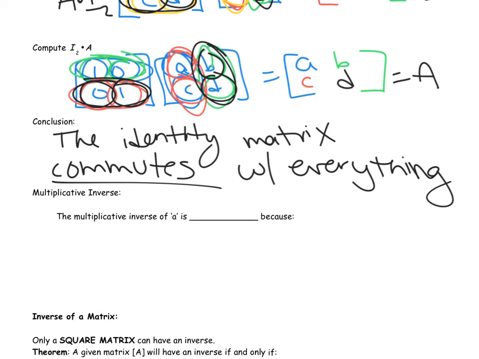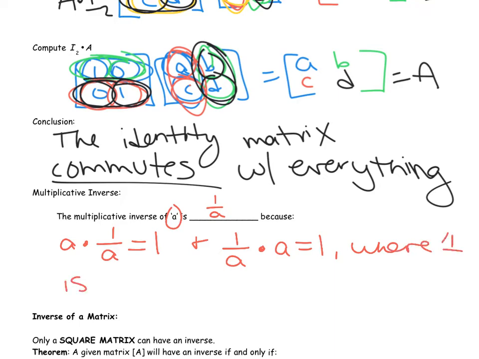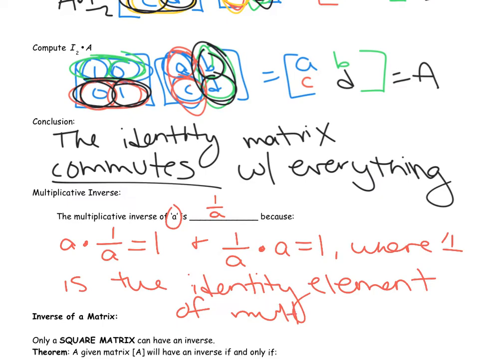So if I were to consider the multiplicative inverse of A, what would you guys tell me the multiplicative inverse of A would be? Good. We would say 1 over A. Because A times 1 over A is 1, and 1 over A times A is 1, where 1 is the identity element of multiplication. It's going to be pretty crucial for what we're going to be doing. All right, let's continue through.